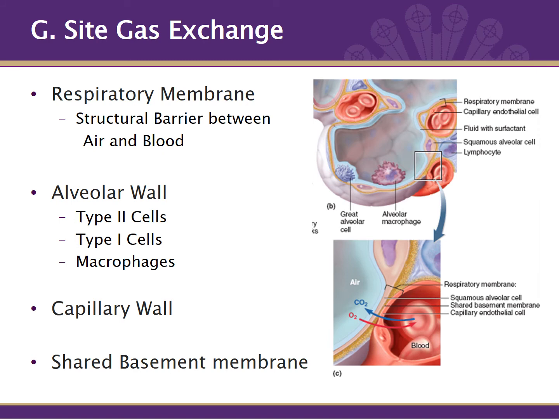The second part of the respiratory membrane is the capillary wall. The capillary wall is made up of squamous epithelium. The entire alveoli is surrounded by a network of capillaries. The respiratory membrane is where gas exchange occurs.